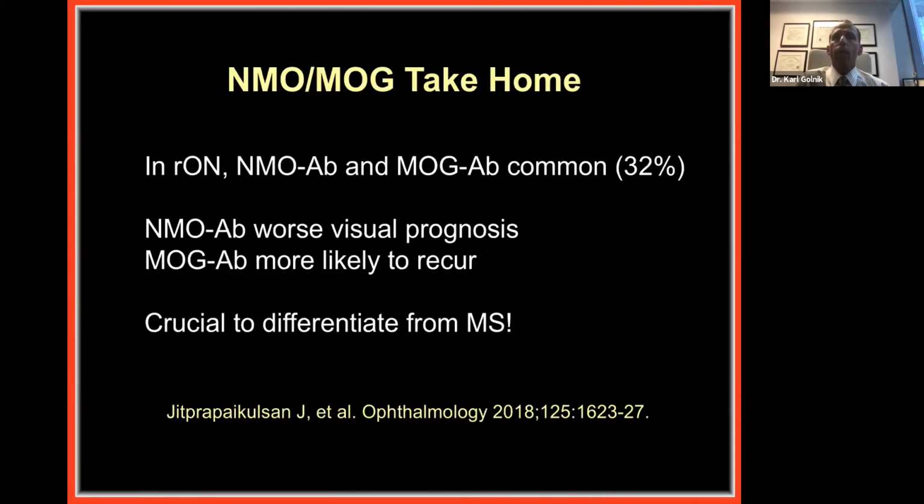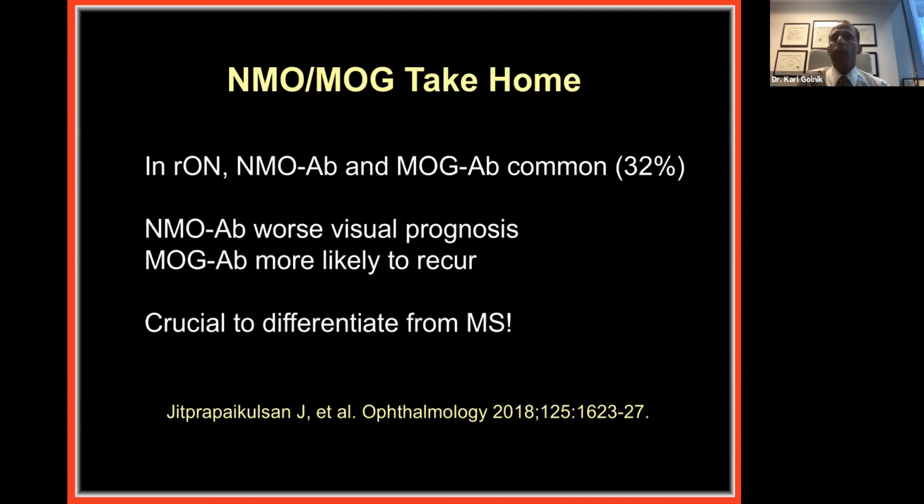So the take home for NMO and MOG: if it's recurrent optic neuritis, NMO and MOG are common. In the United States, about a third of patients are going to have one or the other of these. In other regions, it's going to be higher. In China, it's much higher; NMO is more than half of the patients with optic neuritis. So this does depend on where you live.